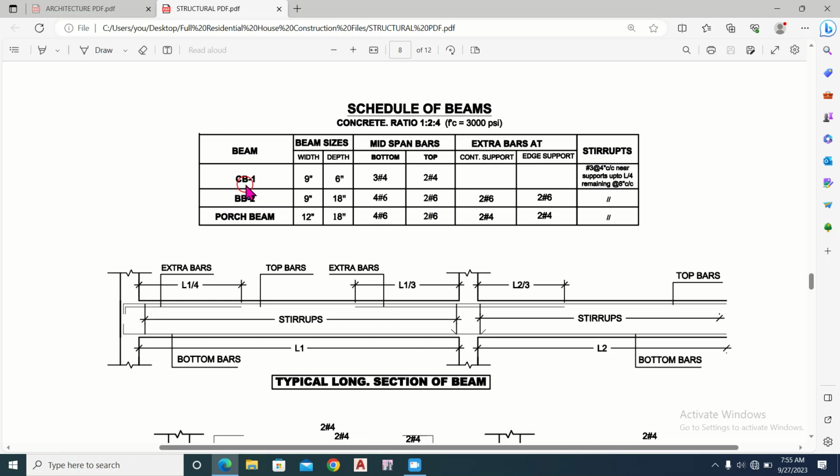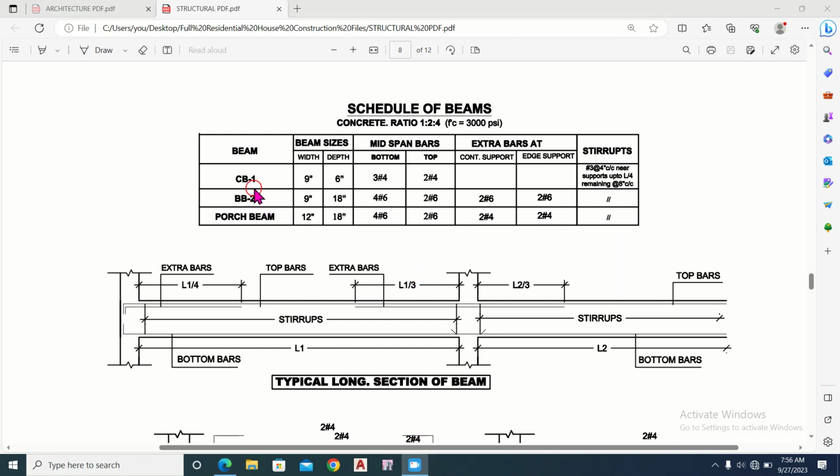So for the concealed beams, these are the beam sizes, and these are the mid-span bars at the bottom and top of the beam. Here are the extra bar details at the continuous support and at the edge support. And lastly, here it shows the detail of the stirrups in the column, in the beam.